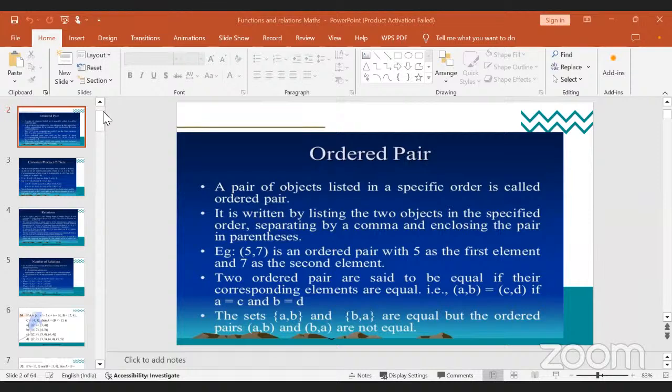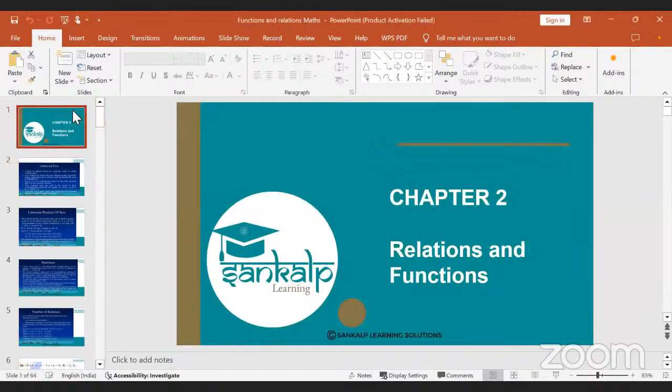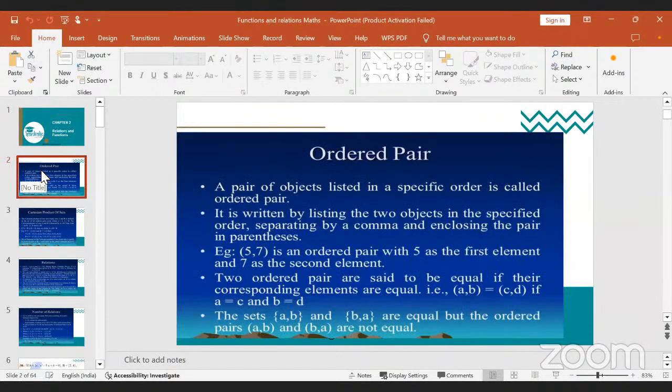Now, today we are going to learn a new topic, that is relations and functions of class 11. In that, first one will come, that is ordered pair. A pair of objects which is listed in a specific order is called an ordered pair. For example, A, B, C, D, 5, 6, 7, 8, like that in a specific order.